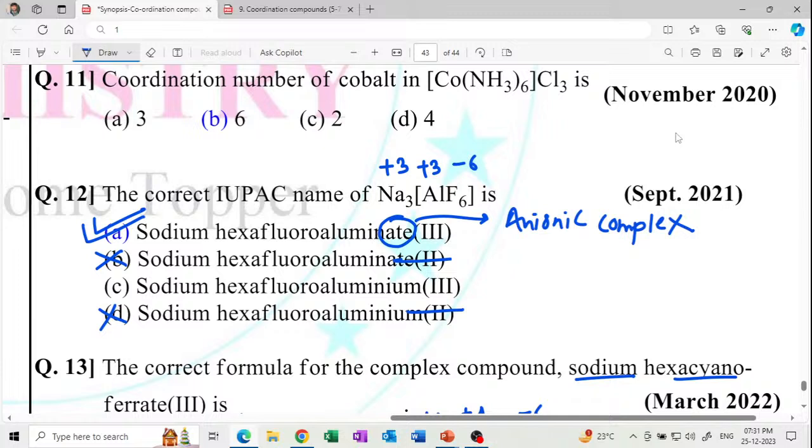Did everyone understand question number 12? It is a September 2021 question, a board question. These are very important questions. Same type of question will be asked in the upcoming board exam. If you solve all the previous year questions, then definitely you will get 90-95% marks.